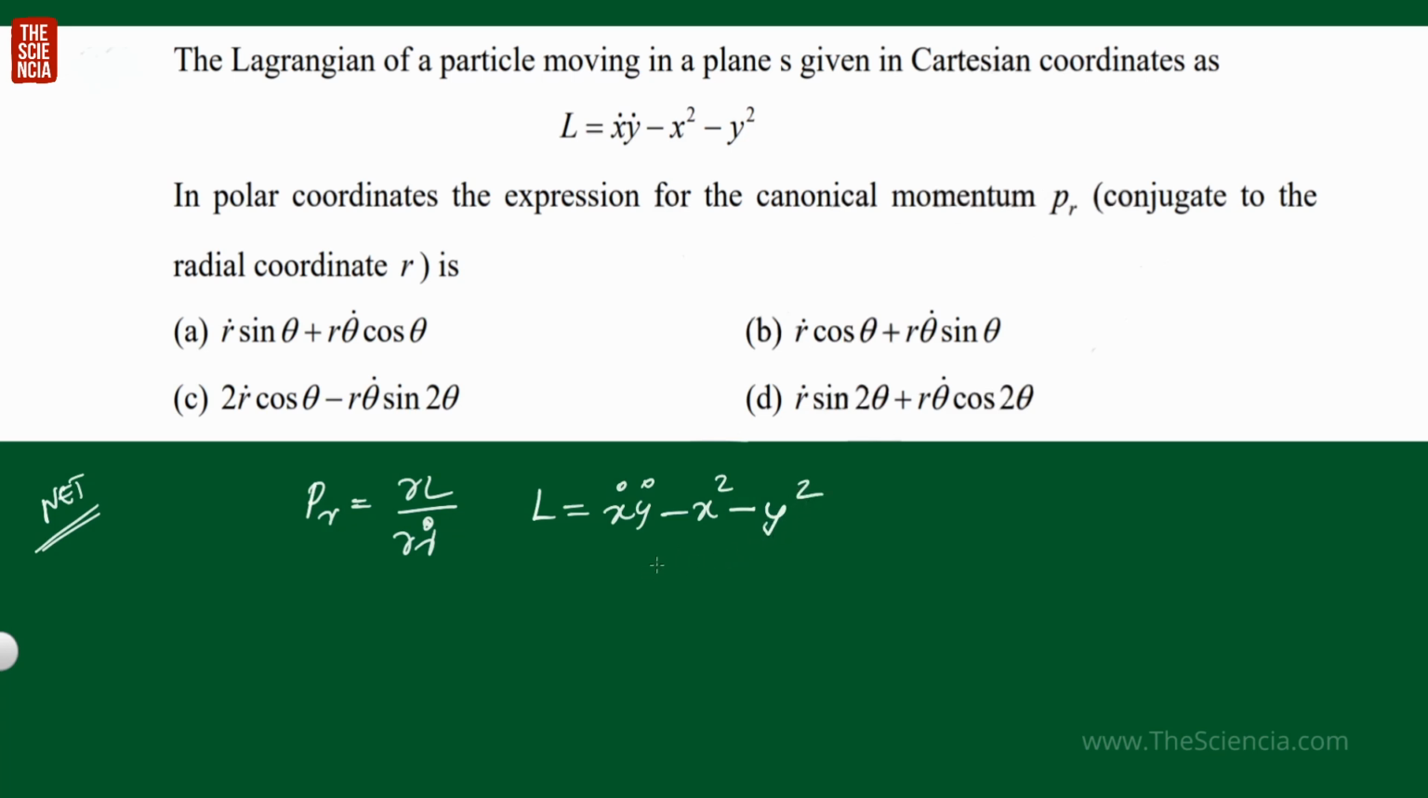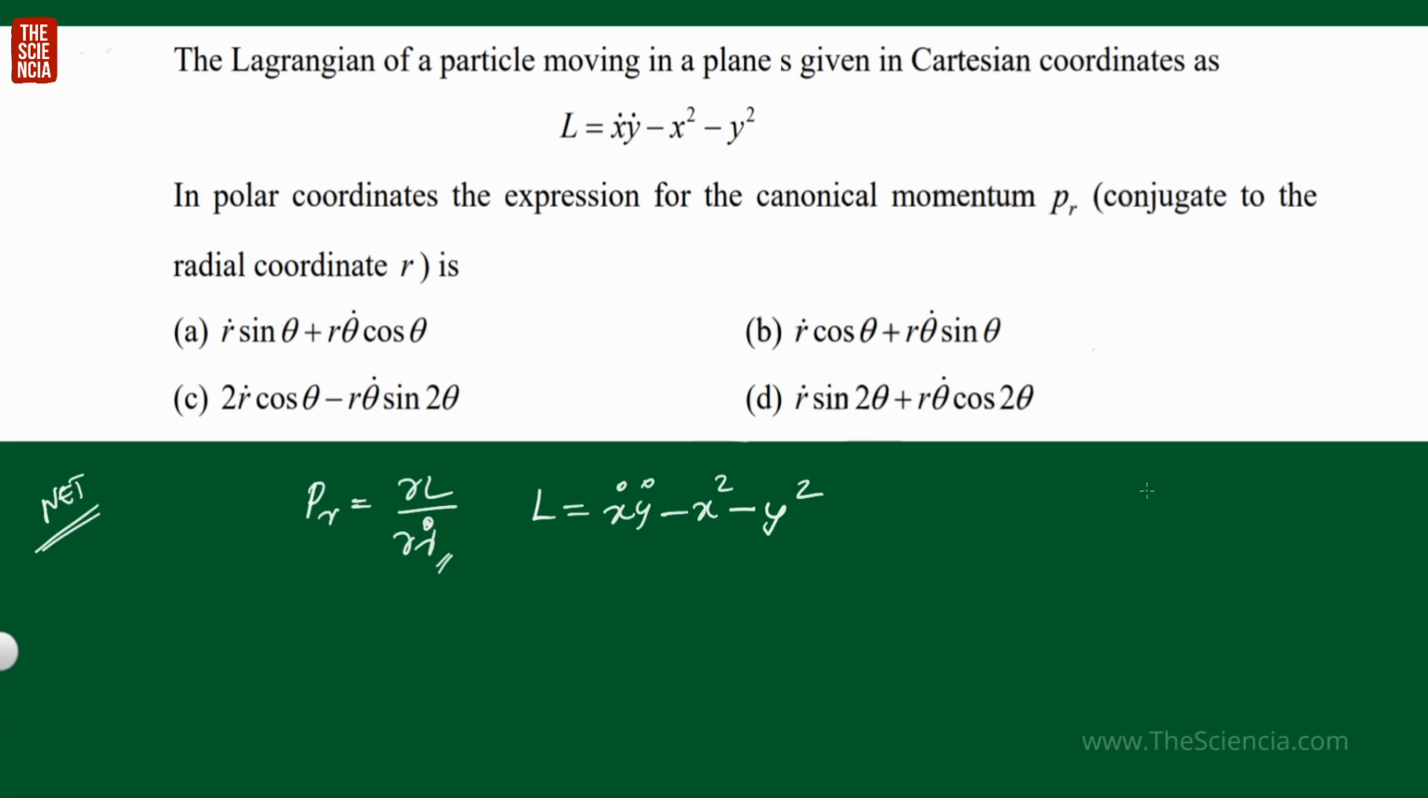But the problem, you see, in the given Lagrangian there is no R dot term. Then how do we take the derivative? But in the question they told us in polar coordinate system. They have asked to find it in polar coordinate system. So we have to convert this x and y to polar coordinates.